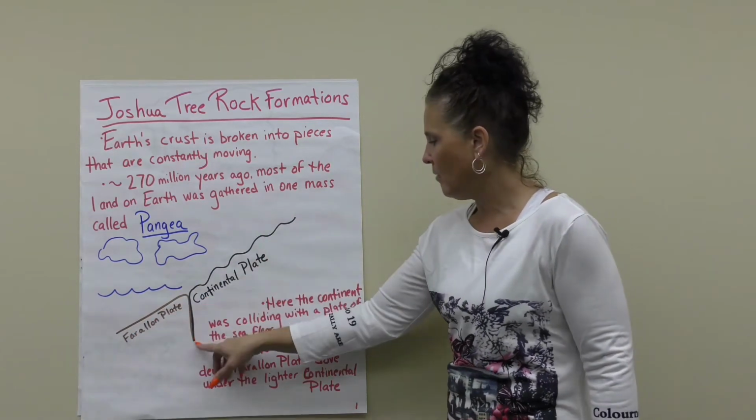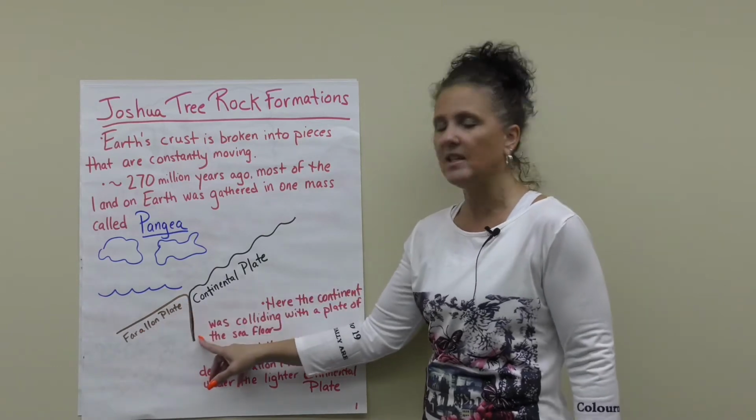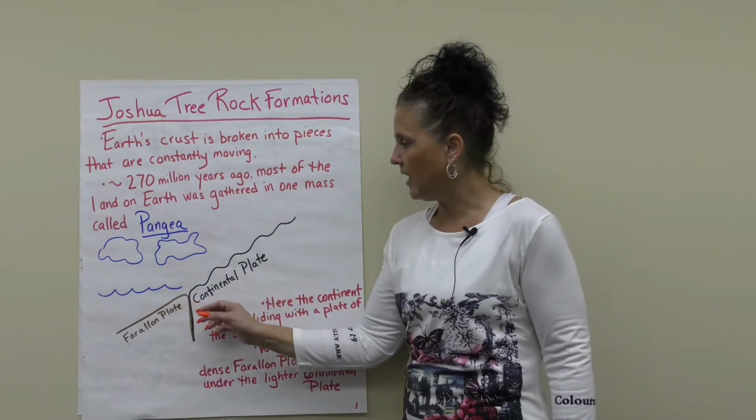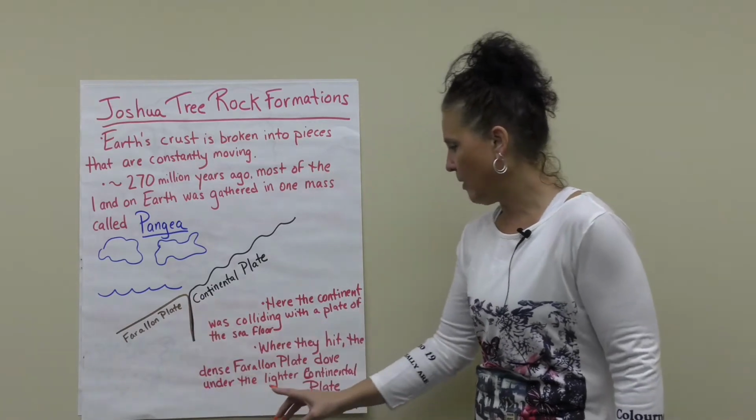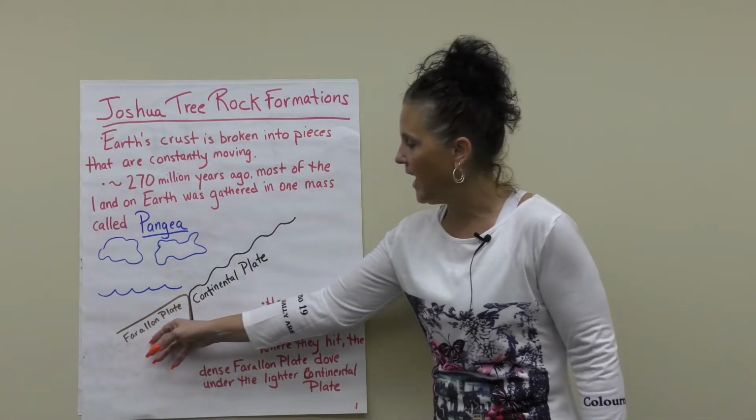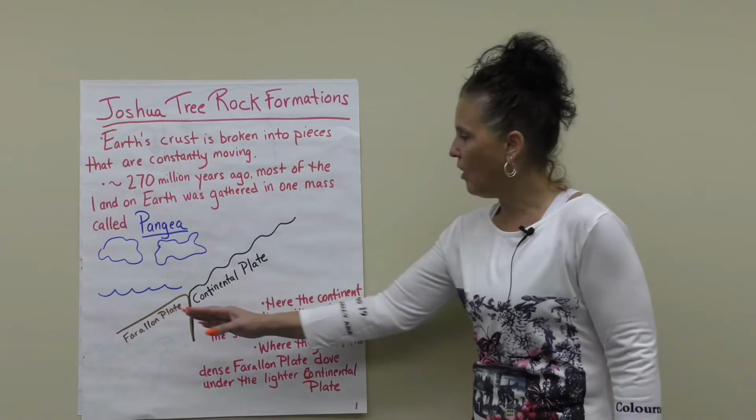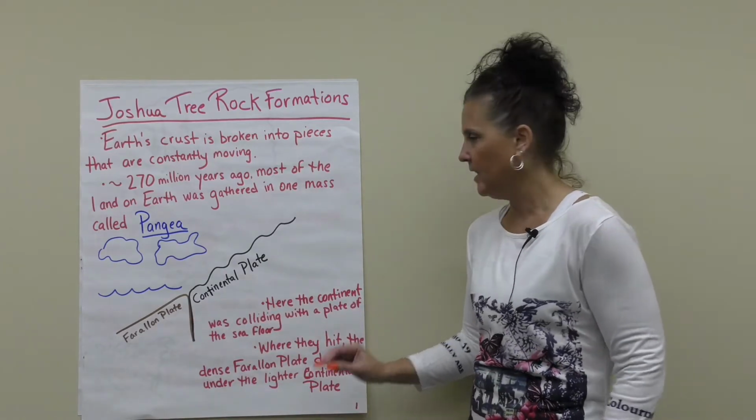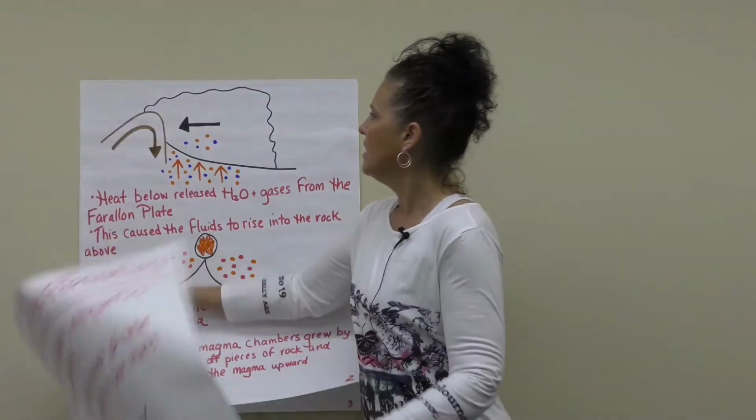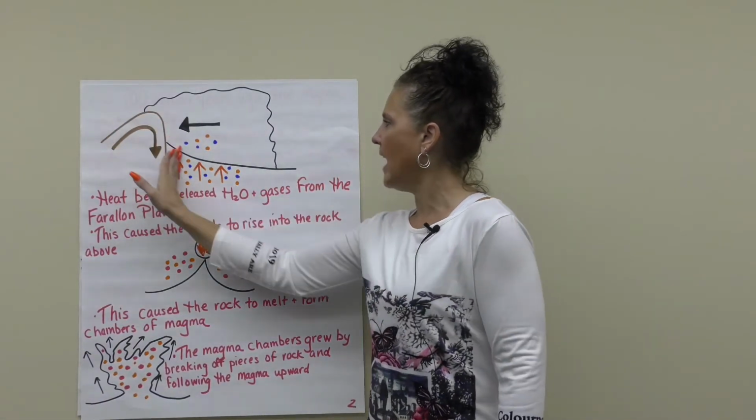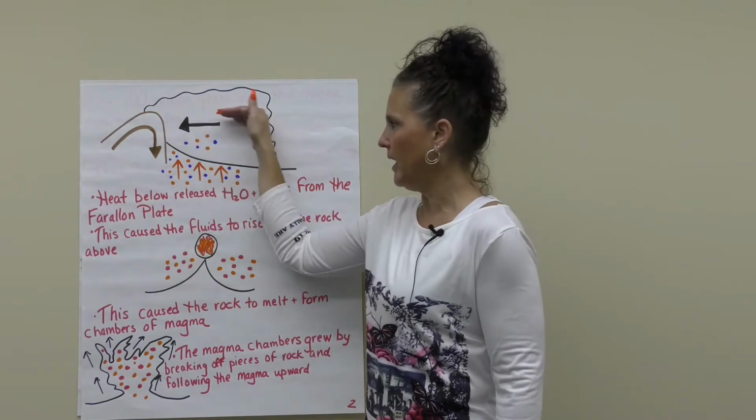Here the continent was colliding with this plate that was on the seafloor. As they collided and came together, right at this spot where they hit, the more dense Farallon Plate dove underneath the Continental Plate. I did some drawings here for you for that. So here is that Farallon Plate diving underneath this Continental Plate, right?